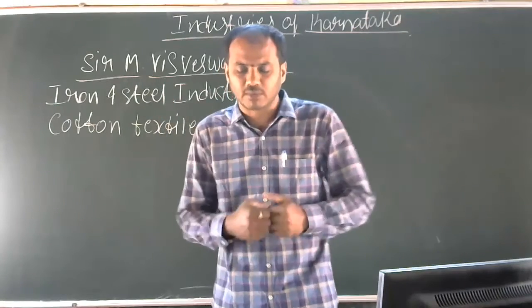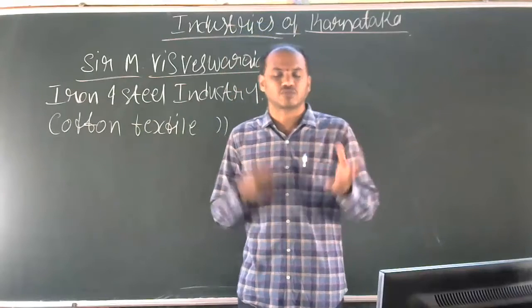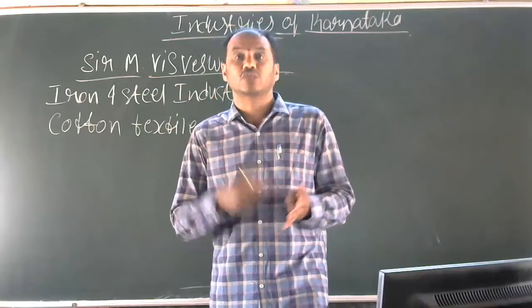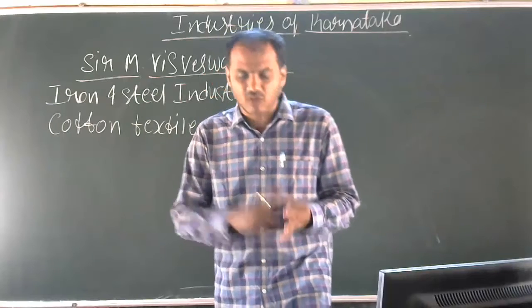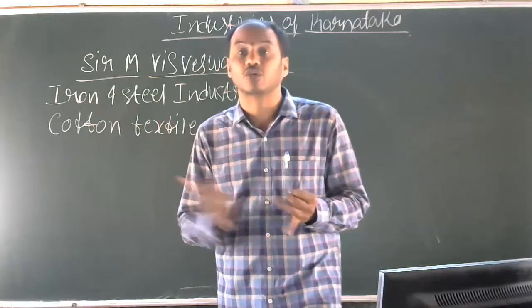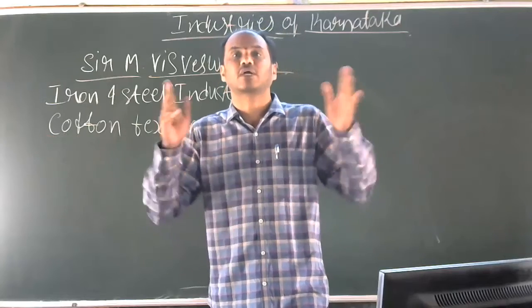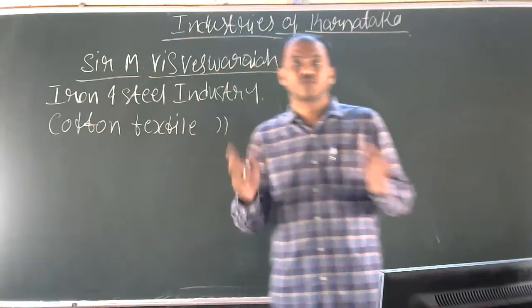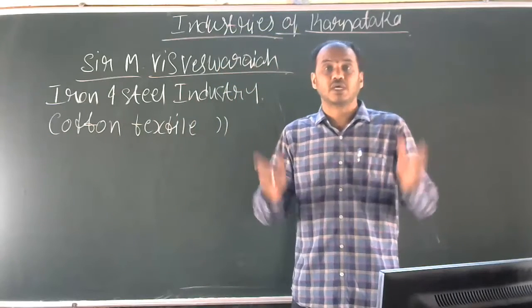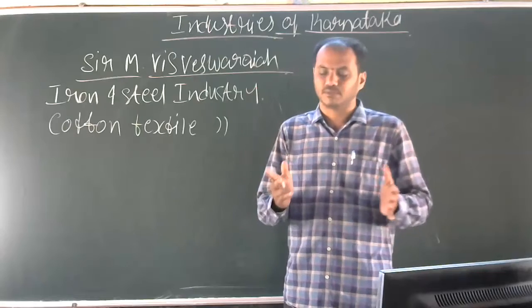Some cotton mills have been closed down more recently. The reasons are the shortage of cotton, obsolete machinery, lack of electricity supply, increase in production cost, and stiff competition from synthetic fiber clothes.